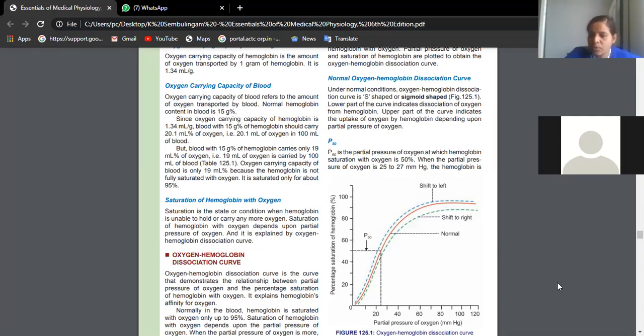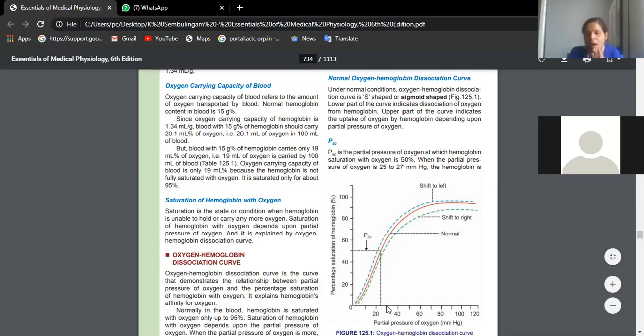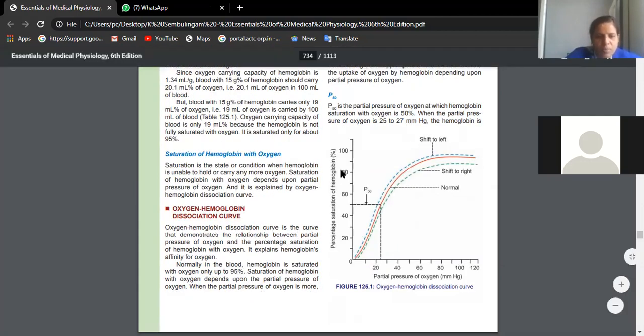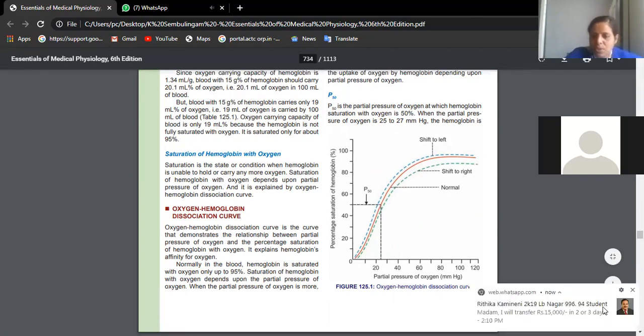Once one molecule of oxygen binds with hemoglobin, the other 3 sites open up. The second, third and fourth sites of hemoglobin open up, and this causes the remaining 3 oxygen molecules to bind with hemoglobin very easily. That's how the shape of this curve goes like this. It is the curve that demonstrates the relationship between partial pressure of oxygen and percentage saturation of hemoglobin. Partial pressure is on the x-axis, and percentage saturation is on the y-axis.